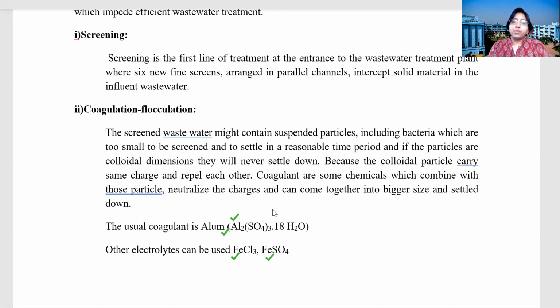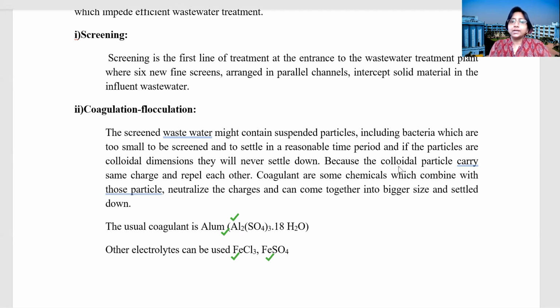Now, how does the coagulation and flocculation take place? The aluminium, which is positively charged, will combine with the negatively charged particles and coagulate. After that, when the size is large enough, it will precipitate down. So this is the part of coagulation and flocculation. It also removes the bacteria.